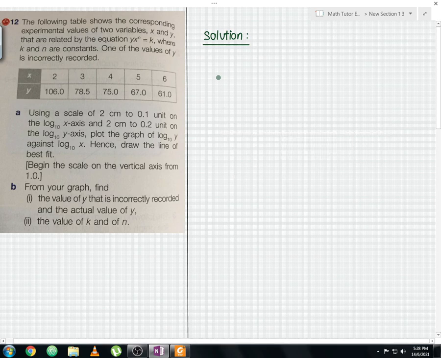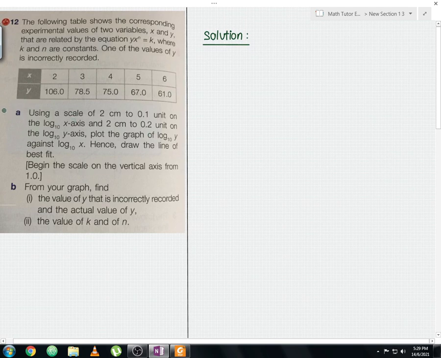Okay, let me read the question now. The following table shows the corresponding experimental values of two variables x and y that are related by the equation y x to the power of n is equals to k, where k and n are constants. One of the values of y is incorrectly recorded. So as you can see here, this is the values of x and y respectively. So continue to read the question.